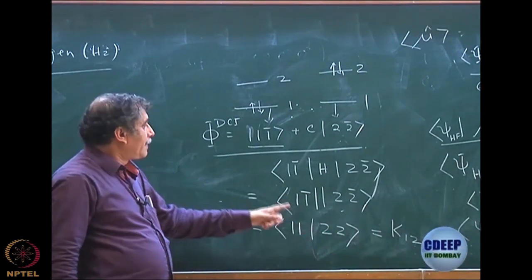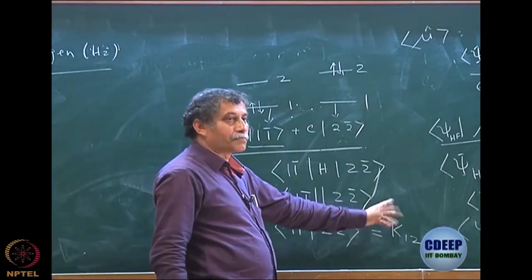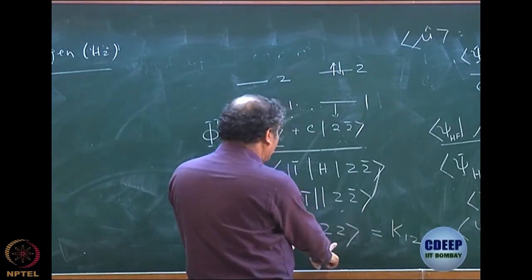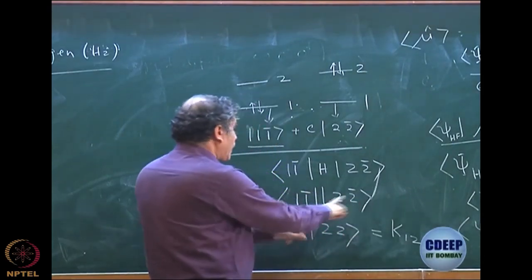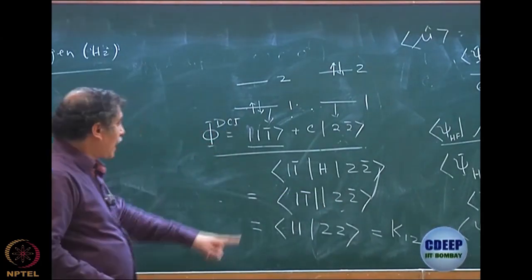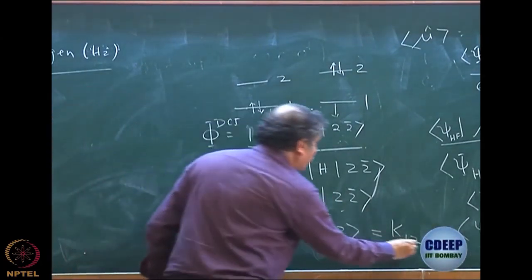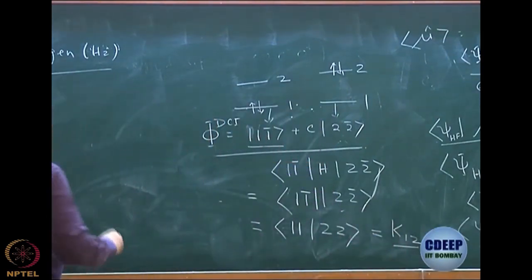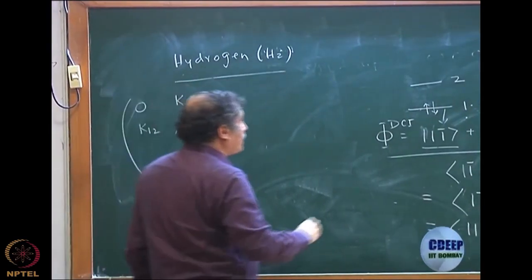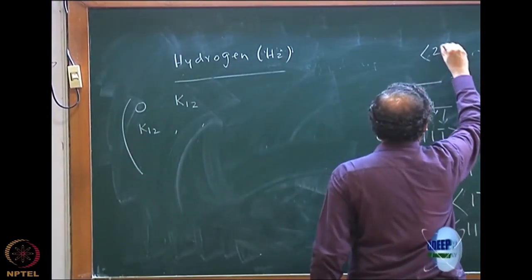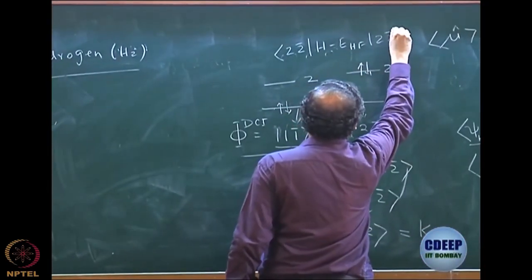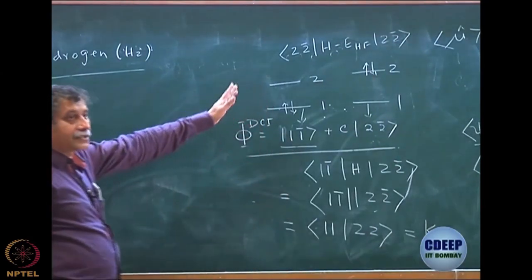But this is 1 1 2 2, and the exchange term of this becomes 0 because of the spin integral. I hope all of you can see that, because it will become 1 1 bar 2 2 bar, that will give this 1 1 bar 2 bar 2, minus 1 1 bar 2 bar 2 will give you 0 because the spins are coupled. So, I have only one integral, and that is an exchange integral between two spatial objects. I call it K12. So, this value is K12, and then you have a matrix element between 2 2 bar, H minus E Hartree-Fock, 2 2 bar. I hope all of you again can use Slater's rule.